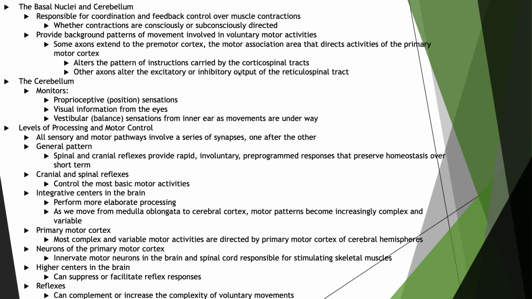And two, a second group of axons synapses in the reticular formation, altering the excitatory or inhibitory output of the reticulospinal tracts. And two distinct populations of interneurons exist in the basal nuclei. One stimulates neurons by releasing acetylcholine, and another inhibits neurons by releasing gamma-aminobutyric acid.